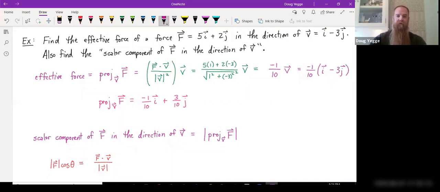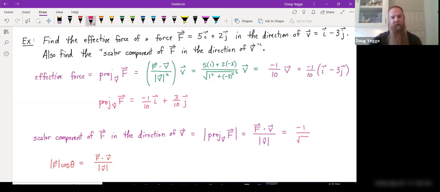Okay. So we know that this is going to be the dot product between the two vectors. So f dot v divided by the magnitude of v. Well, let's take a look at this. We already got the dot product between them. The dot product was found way up here. It was -1. So we know that this scalar component is going to be -1 over, and the magnitude of v we already found as well. That was the square root of 10.